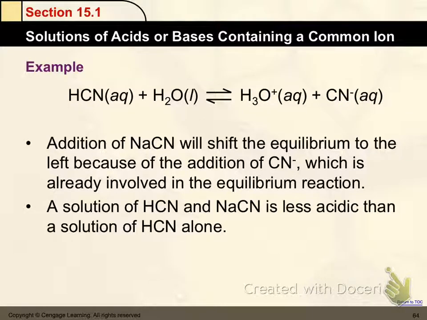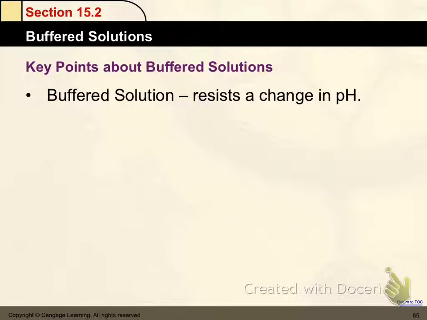Because of this leftward shift, a solution of HCN and sodium cyanide is actually less acidic than just the HCN alone. The NaCN has the effect of actually recombining essentially with the H3O+, forcing the equilibrium to the left, so that takes the hydronium ion out of solution and thus actually raises our pH, or makes it less acidic. So these common ion effects are actually fairly interesting.